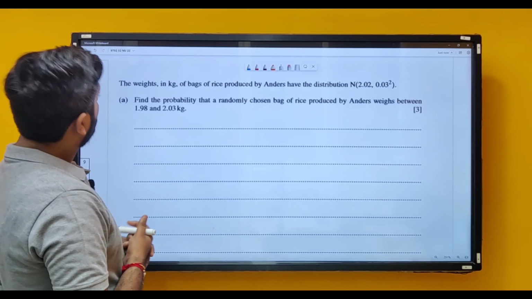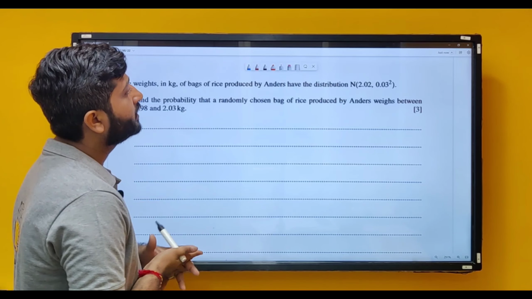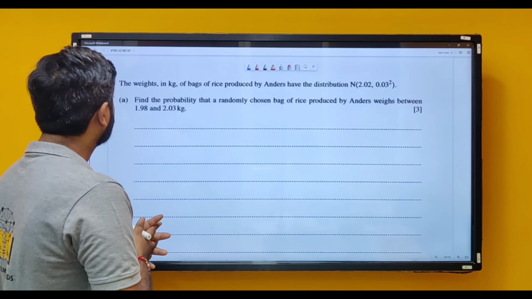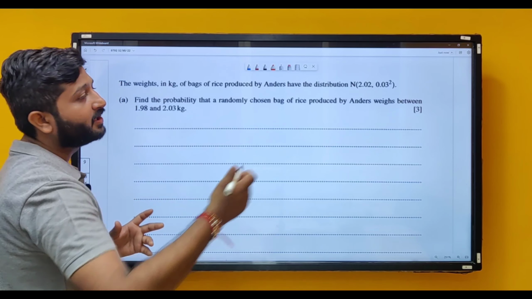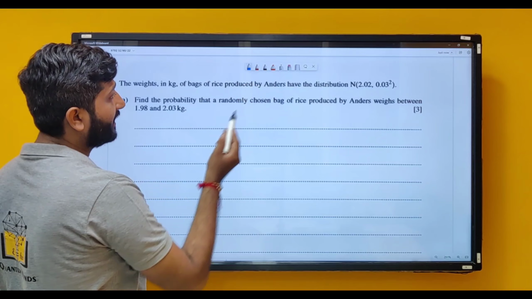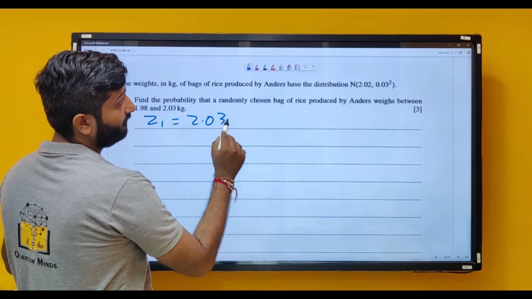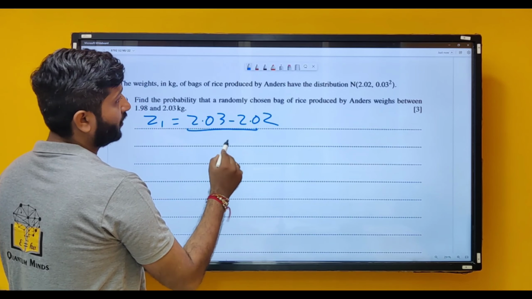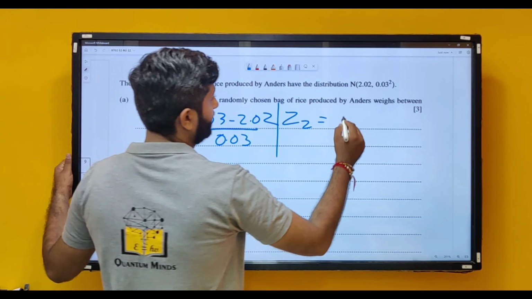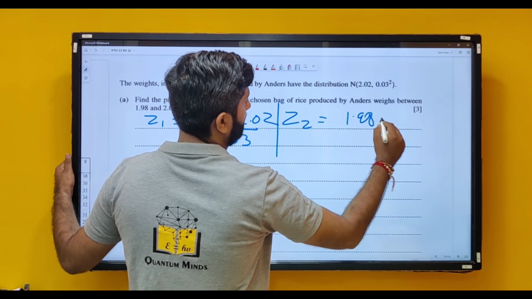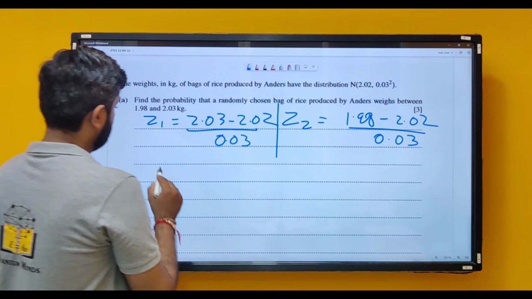Next question. The weights in kg of a bag of rice produced by Anders have a normal distribution N(2.02, 0.03 squared). Find the probability that a randomly chosen bag of rice produced by Anders weighs between 1.98 and 2.03. Okay. So I think for that I'll have to find first Z1, which is x minus mu upon sigma, and Z2, which is x minus mu upon sigma, right?